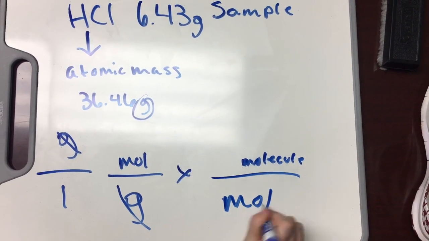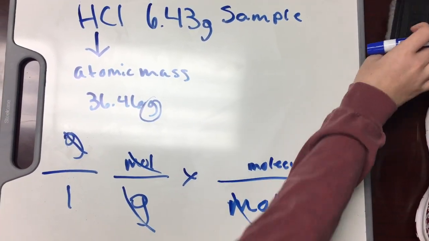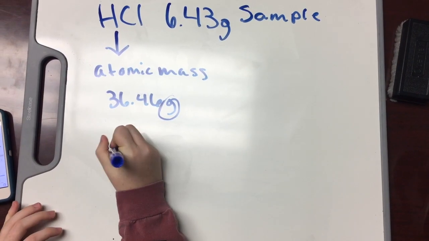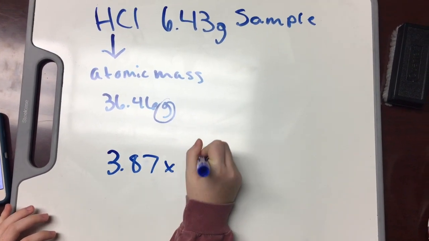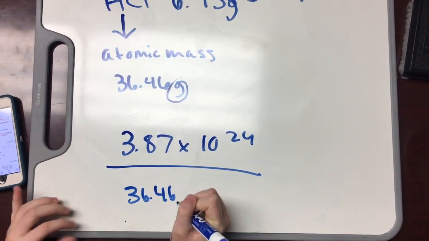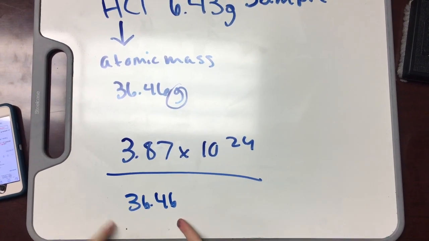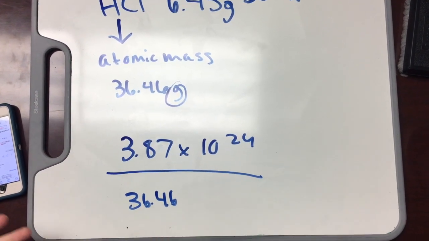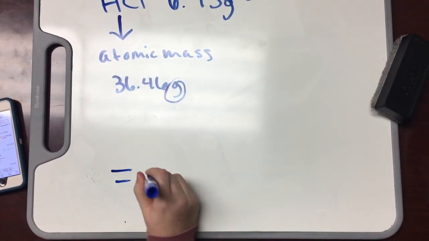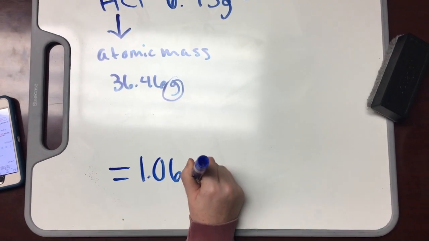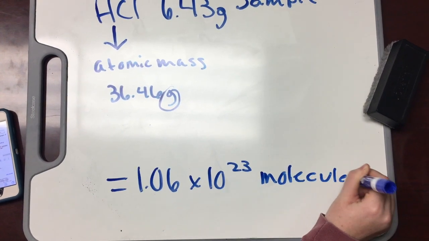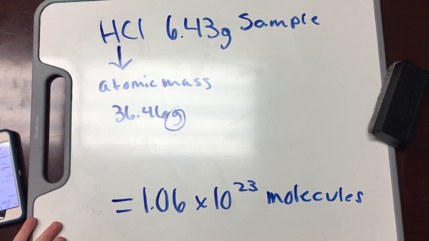Then you're gonna put mole, so they cross out. You gotta remember that. So we did that, and we got 3.87 times 10 to the 24th over 36.46, because remember, the bottom had 2 ones in this number, so it's just gonna be the same number. So remember, we divided again, and our answer comes out to be 1.06 times 10 to the 23rd molecules. So that's how you convert mass to molecules.